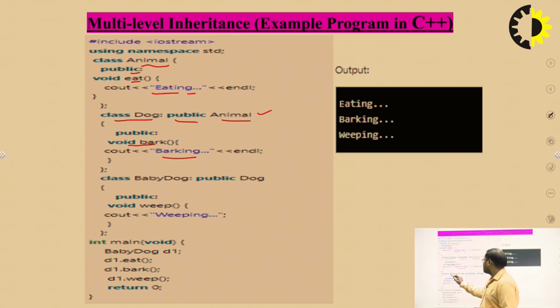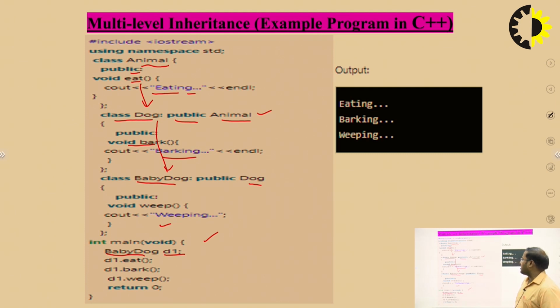Another derived class is derived from the dog class. So the dog class inherits the features of animal and baby dog inherits the features of the dog class. In this, in the public field, a method weep shows the output weeping. In the main function I have created an object with the name d1 of type baby dog. It means I am creating an object of the derived class baby dog. Here we can say this is A, dog is B and baby dog is C.